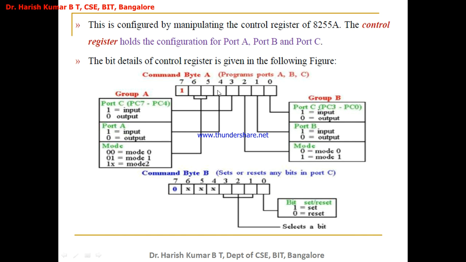If I make this 1, it will operate in input mode. If I make this 0, port A will operate as an output port. And these 2 bits are reserved for the mode of port A, because it operates in all 3 modes.